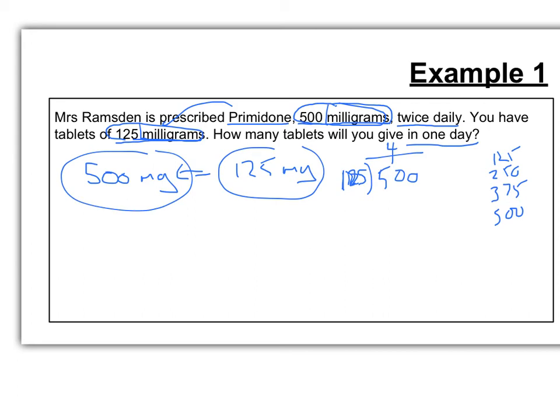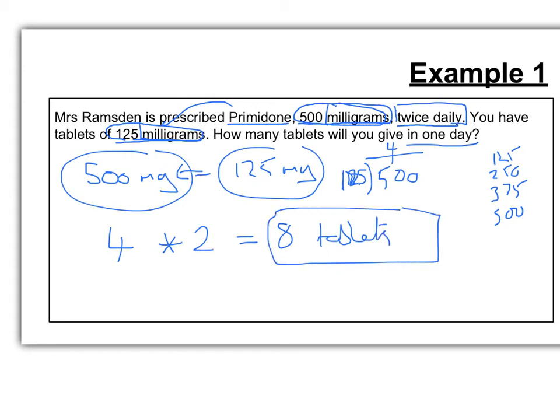And that's in one dose. They need it twice daily. So how many tablets do they need? They need 4 tablets in one dose. They need 2 doses a day. So that's 4 times 2 is 8. So the answer here is 8 tablets.